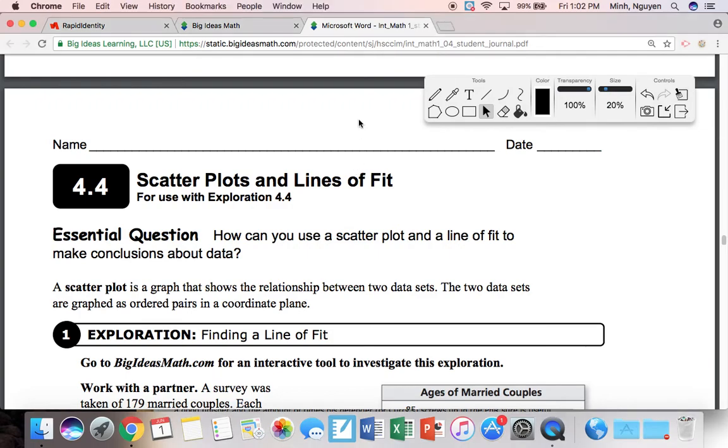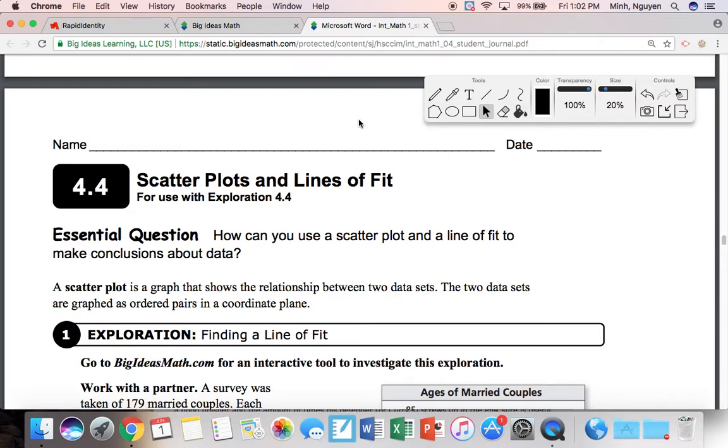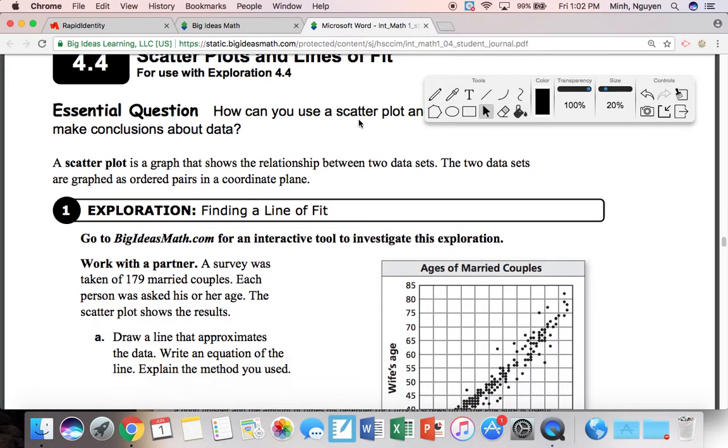Section 4.4 in your student journal, scatter plots and lines of fit. What page is this? 106. How can you use a scatter plot and a line of fit to make conclusions about data? How can you use those things if you don't know what they are?